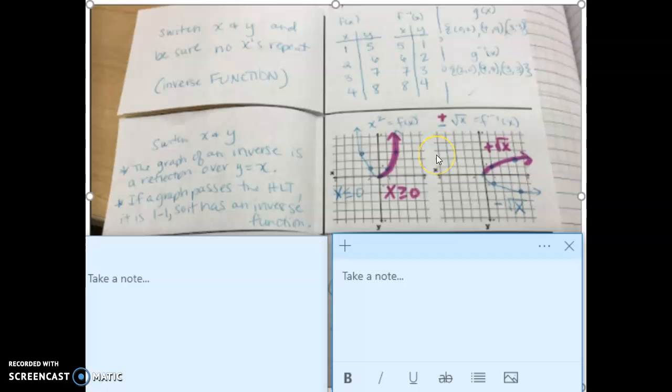But in order to have it be a function, I don't take both the plus version, which is this purple side, and the negative version, which is this blue side. I would take one or the other. So there are times that you have to make a domain restriction in order to make a function one-to-one so that it passes the horizontal line test, so that when you find its inverse by switching those x's and y's, it is also going to pass the vertical line test.